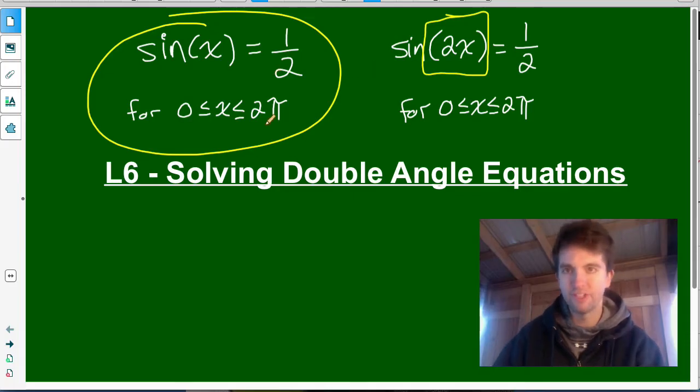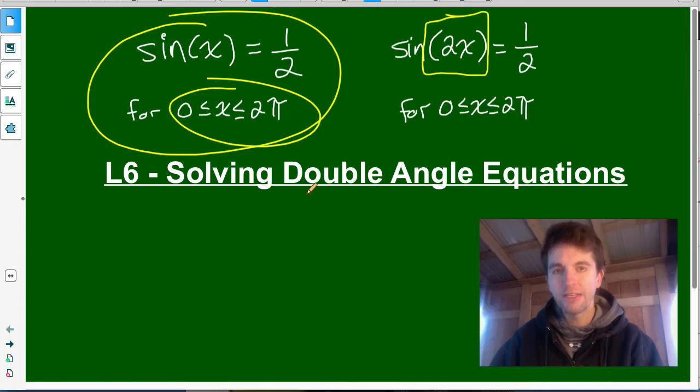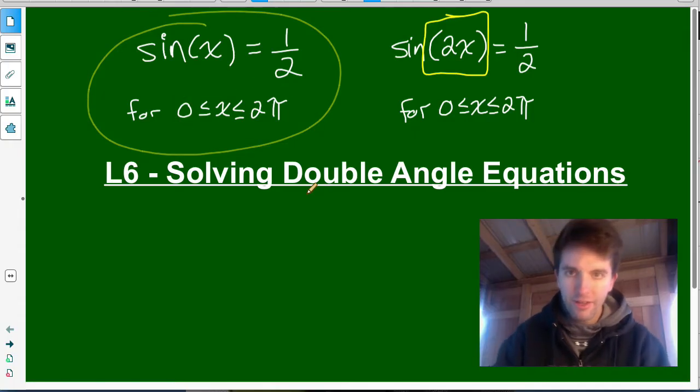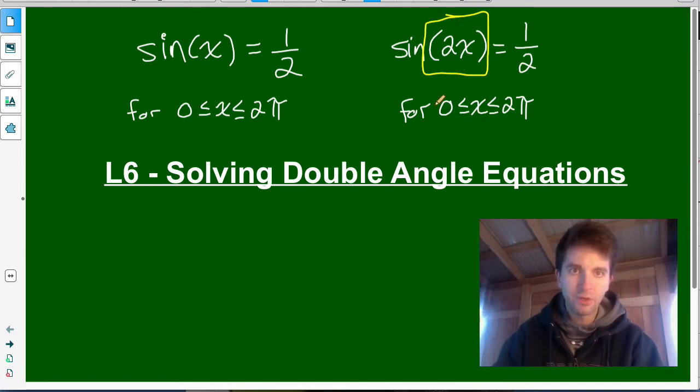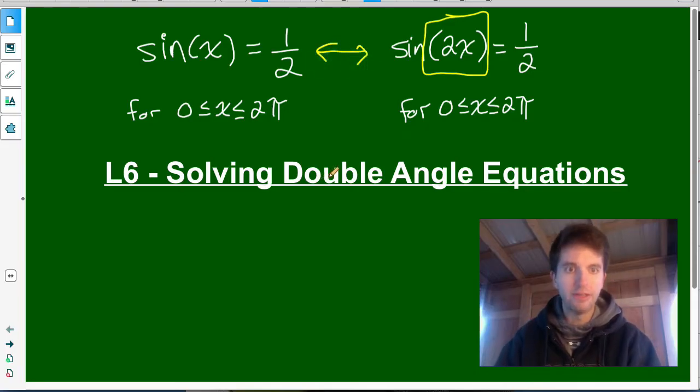You know how to use your reference angles and CAST rule to find all the answers within a given interval. In this lesson specifically, we're going to look at how does the process change when the angle is no longer just x. What if it's 2x that we're solving for? How does that change our answers? How does that change our process algebraically? And most importantly, what's the relationship between these two equations and their answers?